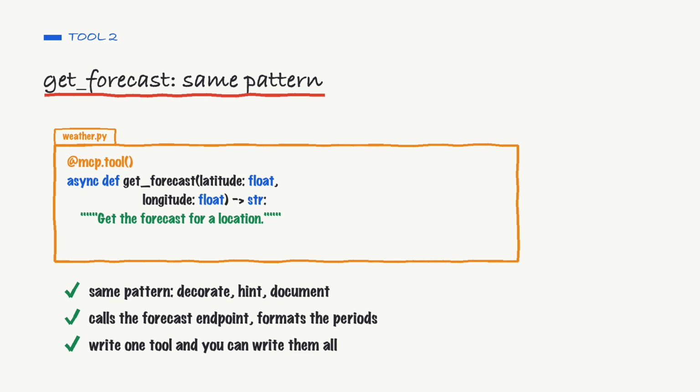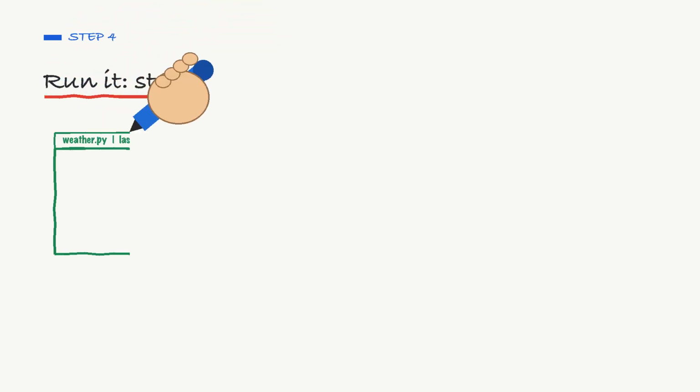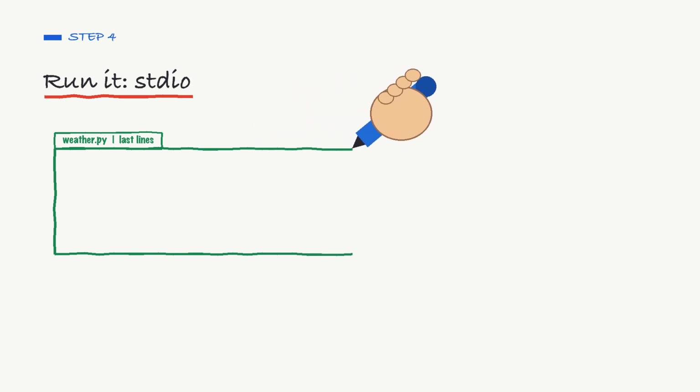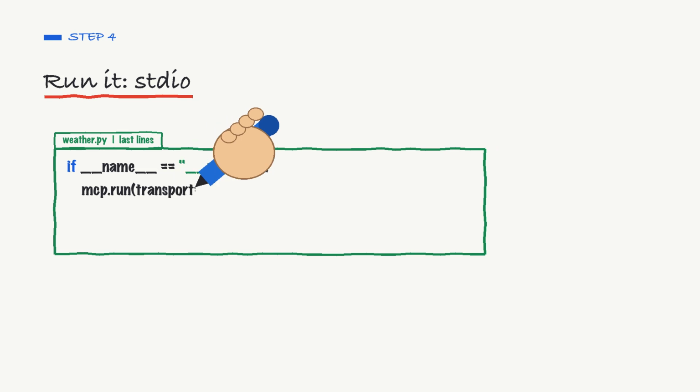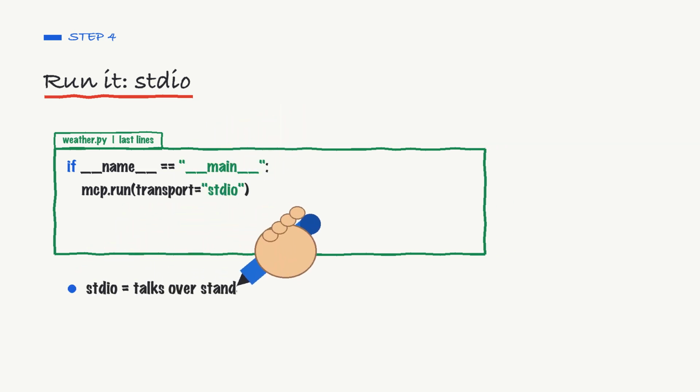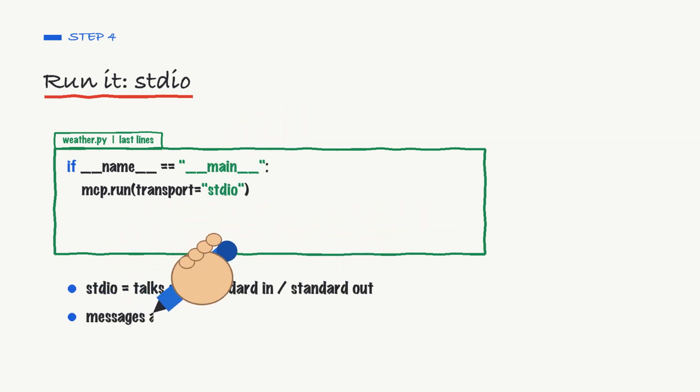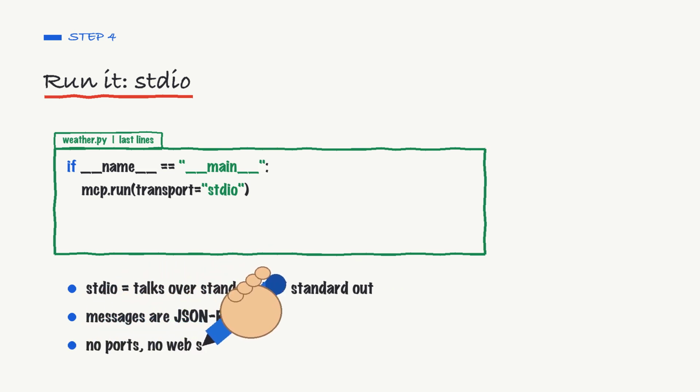Once you've written one tool, you can write them all. Step 4. The last 2 lines of the file. Run the server with the standard I/O transport. That means your server talks to its client over standard in and standard out, exchanging JSON RPC messages. No ports, no web server, nothing to deploy. The host application simply launches your file as a child process and pipes messages back and forth.